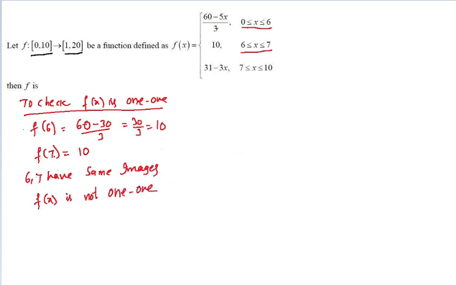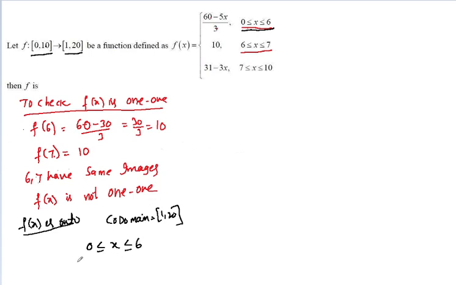Now we check whether the function f of x is onto. Here the domain is given as the closed interval 0 comma 10 and the codomain is given as the closed interval 1 comma 20. Here the given function for 0 less than or equal to x less than or equal to 6 is 60 minus 5x by 3. Here 0 less than or equal to x less than or equal to 6.